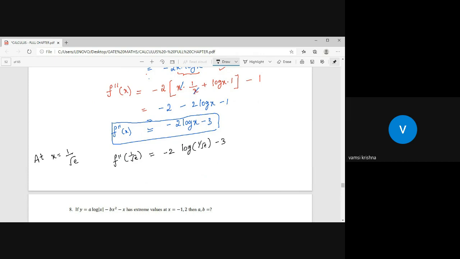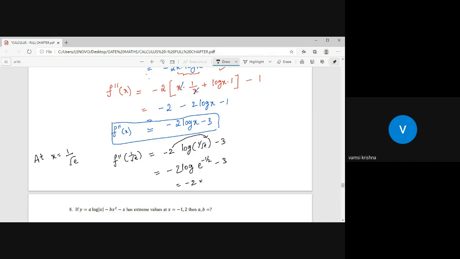Minus 3. So logarithm of 1 by root e means e power 1 by 2. If you take it to the numerator, it is e power minus 1 by 2. And this 2 will come forward like this. Minus 2 minus 3.